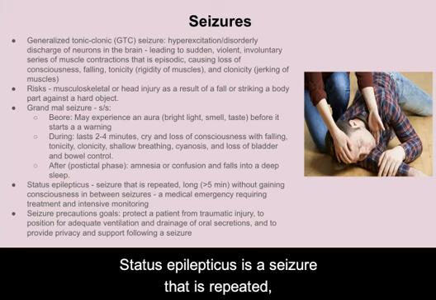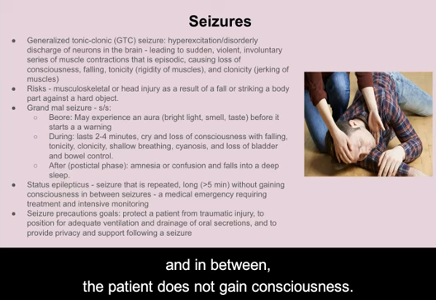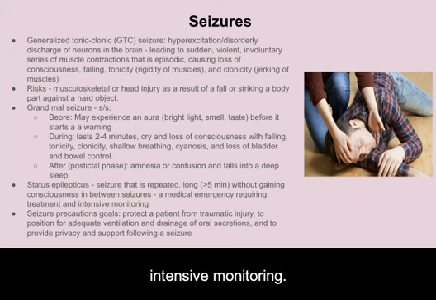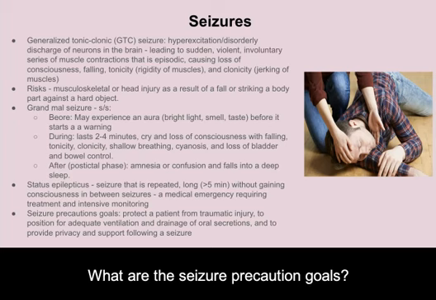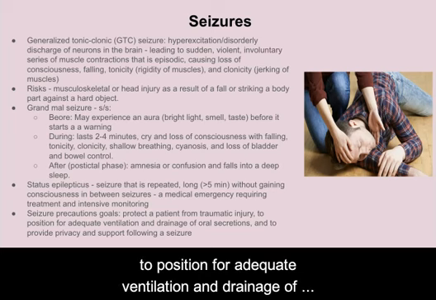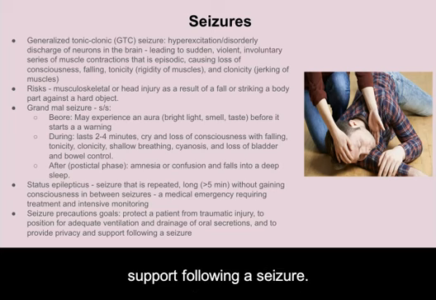Status epilepticus is a seizure that is repeated. It repeats constantly. It's long, 5 minutes, without gaining, and in between the patient does not gain consciousness. This is a medical emergency and requires treatment and intensive monitoring. What are the seizure precaution goals? To protect the patient from traumatic injury, to position for adequate ventilation and drainage of oral secretions, and to provide privacy and support following a seizure.